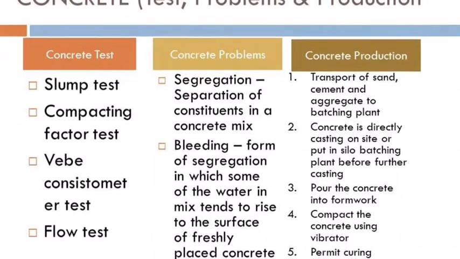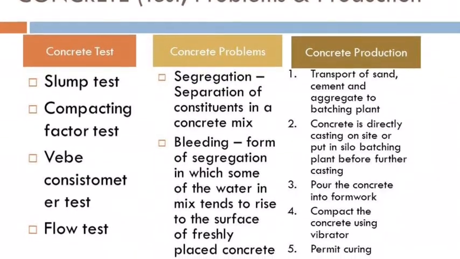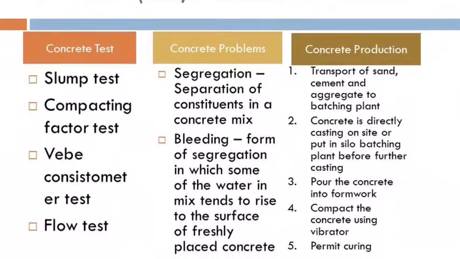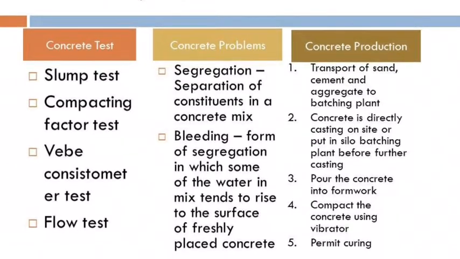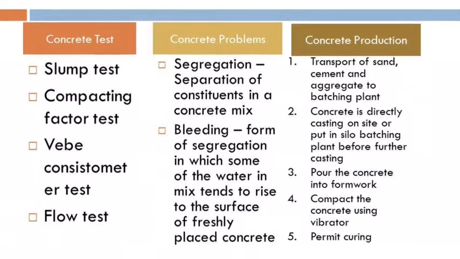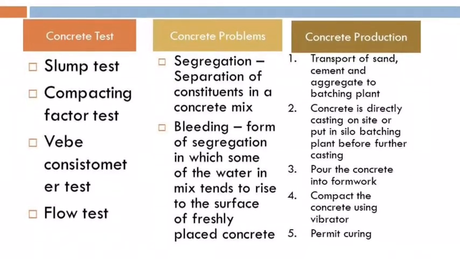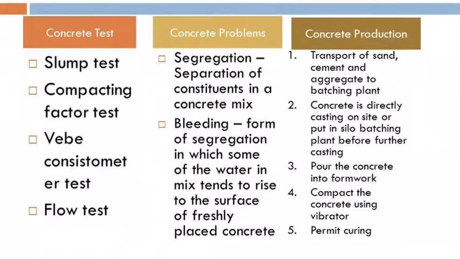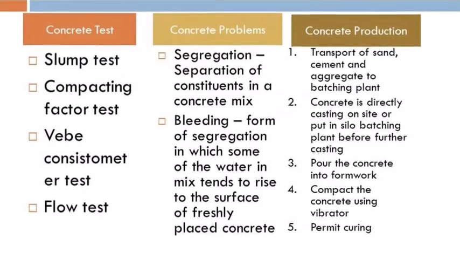Lastly, concrete production. First step, transport of sand, cement, and aggregate to the batching plant. Secondly, concrete is casted on site or batching plant. Thirdly, concrete is poured into formwork. Fourthly, compact the concrete using the vibrator. And lastly, permit curing.